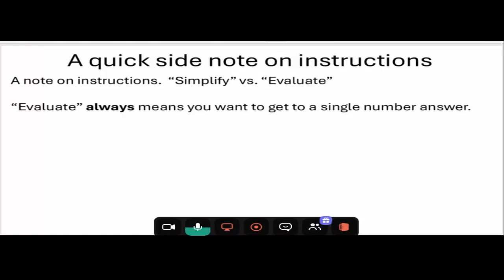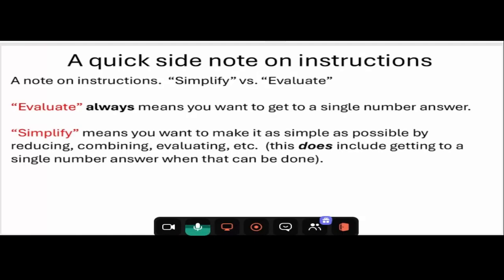So evaluate, if they use the word evaluate, they've given you a little extra piece of information. They have told you that you will be getting to a single numeric answer, like 5 or 127 or something, right? Or 2/3. 4.79. You'll be getting an actual number answer. So evaluate is actually just giving you a little tip, a little extra hint about what kind of answer you're going to get to.